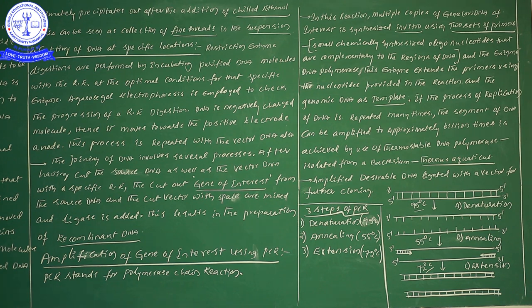Likewise there are different names, but the content is the same. So how does recombinant DNA formation take place? By the addition of a foreign gene with the plasmid or vector, recombinant DNA formation definitely takes place.